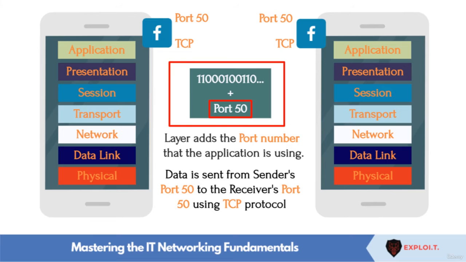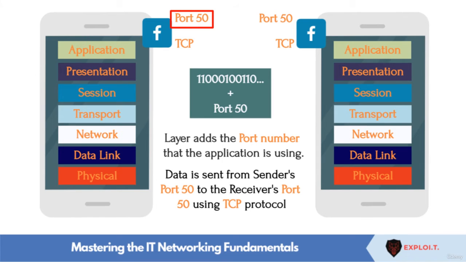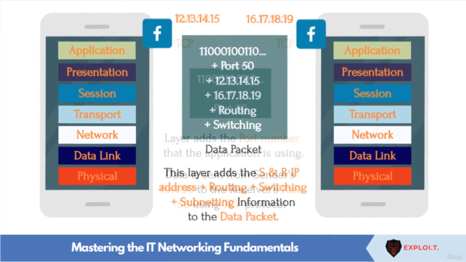So the data is sent from the sender's port 50. In other words, it will be seen as the sender's port 50 sending a message to the receiver's port 50, and port 50 is being occupied by Facebook in our example. So the main thing is that the transport layer adds the port numbers on which the applications are running. From there, the data packet or the message goes to the network layer.